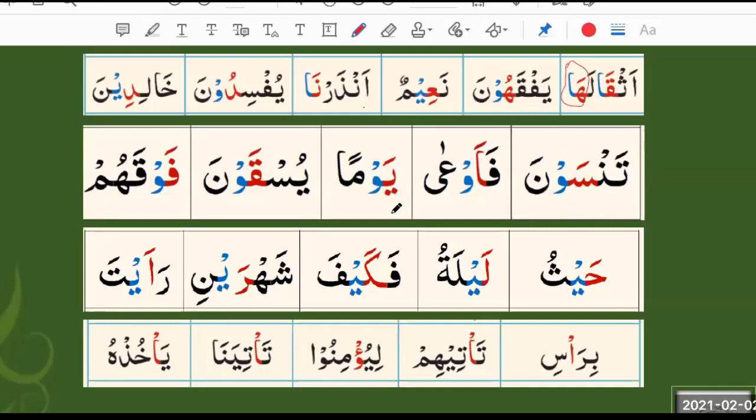Yusqawna. Fawqahum. Not hum. Fawqahum. Yes. Hum. One second only. Fawqahum. Haythu. Laylatu. Fakayfa. Shahrayni. Ra'ayta. Bira'si. Ta'tihim. Liyu'minu. Ta'tiyana. Ya'khuzhu. Well done. Very careful reading. Jazakallah. Next one, please.